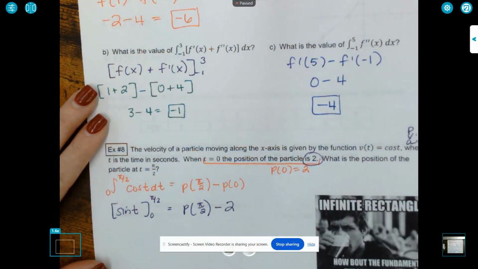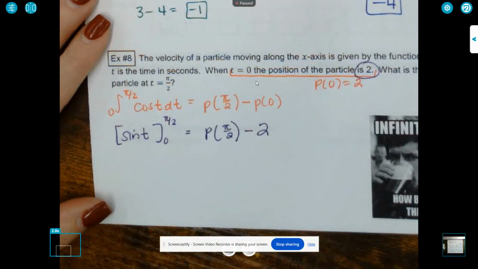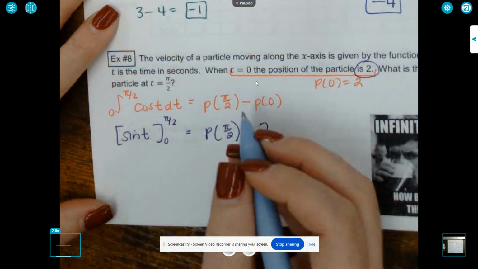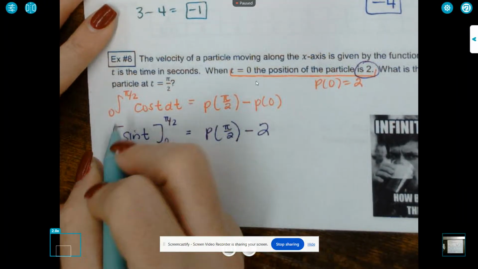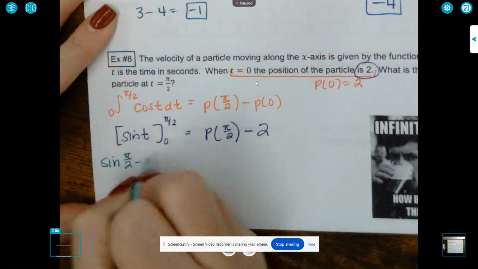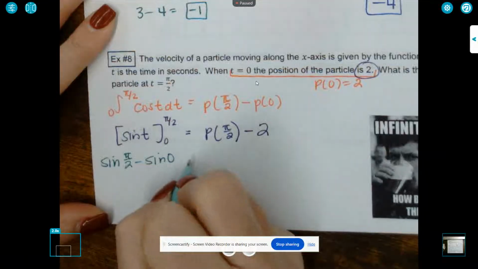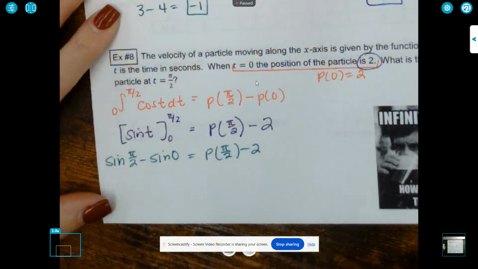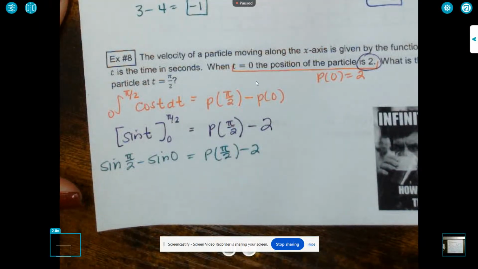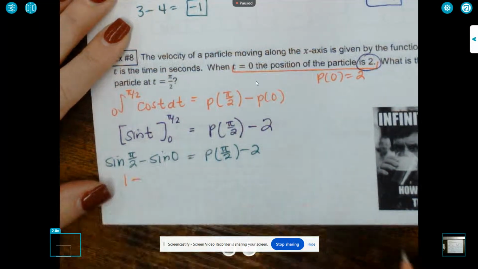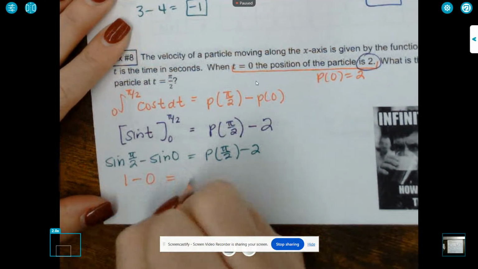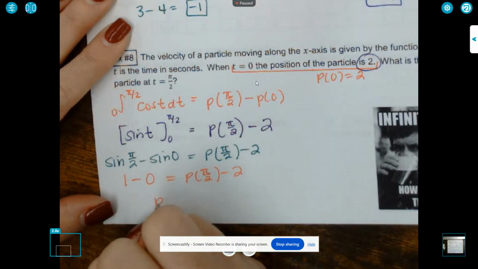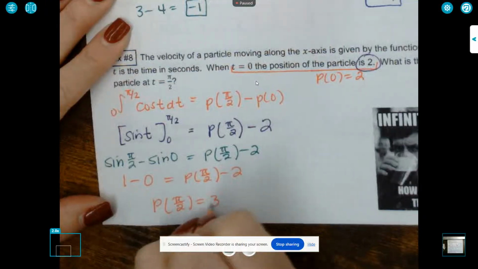Now we're going to calculate that definite integral. All right, I'll write it out for y'all non-unit circle people. It's going to be the sine of pi on 2 minus the sine of 0. All right, sine of pi on 2. So we're up at the top, right? Sine is your y number, so that is 1. Sine of 0 is over here, 0. So 1 plus 2 is going to give me 3. So p of pi on 2 is going to equal 3.